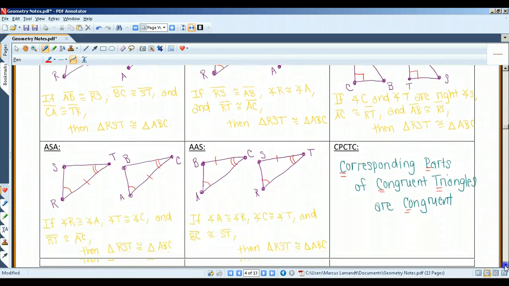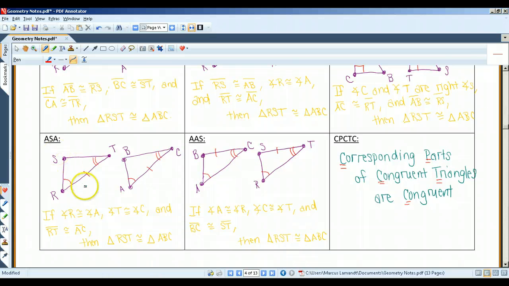ASA, if you have two angles congruent and an included side, once again included means in between the two congruent angles, then you know those two triangles are congruent. I also want to point out, up until now, I've been putting little dashes in the angles. This is another way that you can label that the two angles are congruent. You could just put an arc. So this angle is congruent to this angle, because there's two arcs, would be congruent to this other angle because there's two arcs. Okay? Now, ASA is different from AAS.